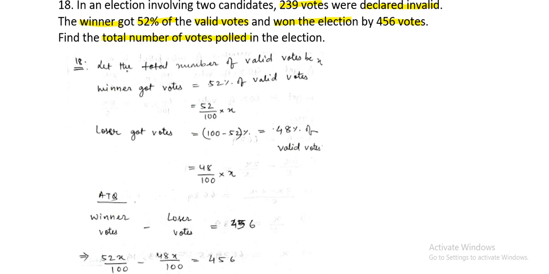So first we will write let the total number of valid votes be X. Remember students, we have not taken here total number of votes. We have taken here total number of valid votes, that is X. So winner will get how many? 52% of valid votes, that is 52 by 100 into X. Loser will get how many? Loser will get 100 minus 52, that is 48% of valid votes. So that is 48 by 100 into X is the loser votes.